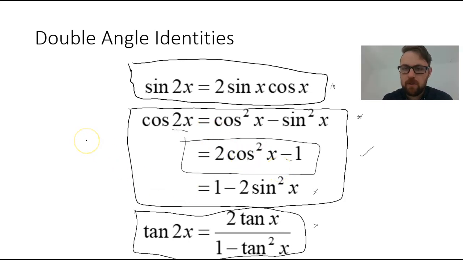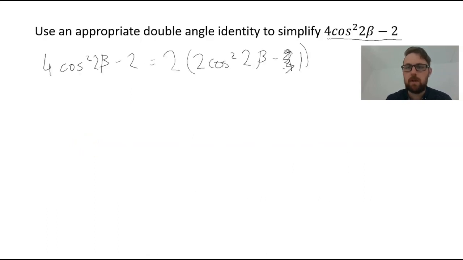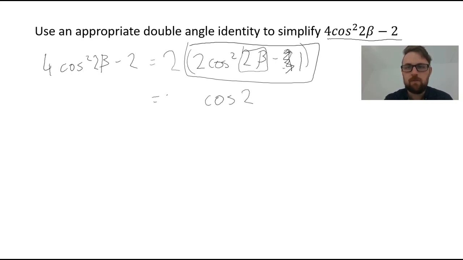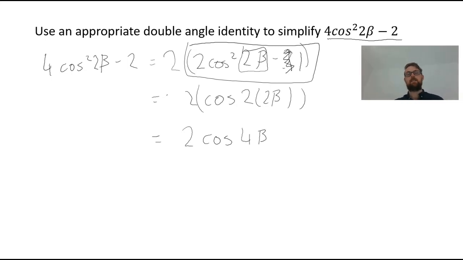Now, the trick with ours is we've already got a 2 with our 2 beta, but that's okay because we know that this part here is going to simplify to cosine of 2 lots of the angle, which is 2 beta. And we've got to times that whole thing by 2. All right, 2 times that, it just becomes 2 cosine, 2 times 2 beta is 4 beta. And that's what we're left with. And that's how we simplify it.